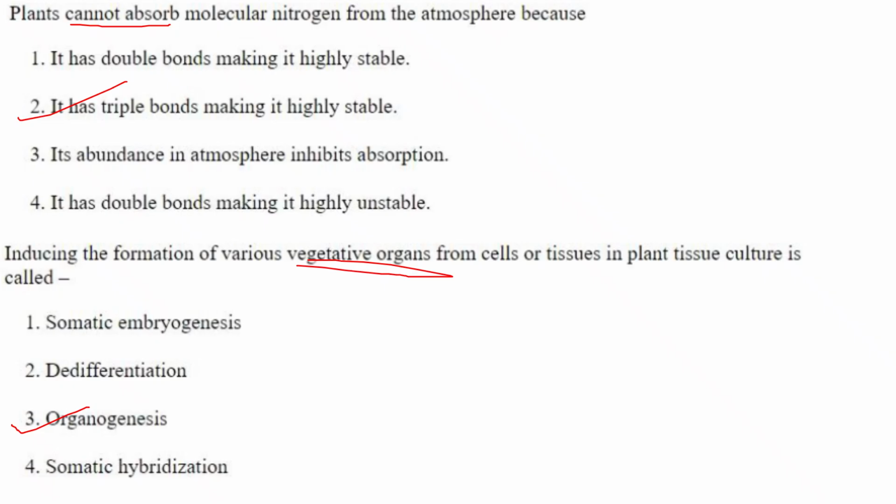Then somatic hybridization means that during an interspecific cross, you isolate the protoplast from both the species. Protoplast means cells without cell wall, and you fuse them to get a somatic hybrid.